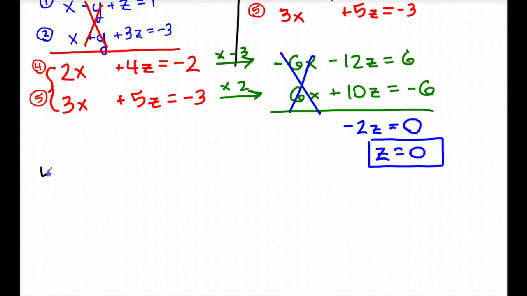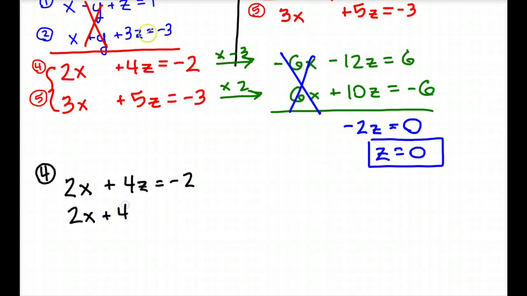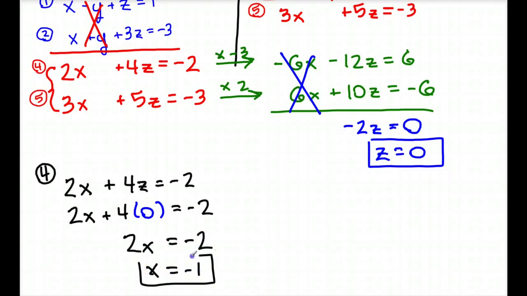Notice every time I use one of my original equations or one of these two, I'm numbering it, just so when you're doing your work and I'm grading your work, I can see where you're getting some of your work from. Okay, so I'm taking equation 4, I'm plugging in now a 0 for z, since we've solved that one. And that's going to give me 2x. This will cancel, so you'll just get 2x equals negative 2, and so x becomes negative 1. Okay, so now you have two variables solved for, x and z.